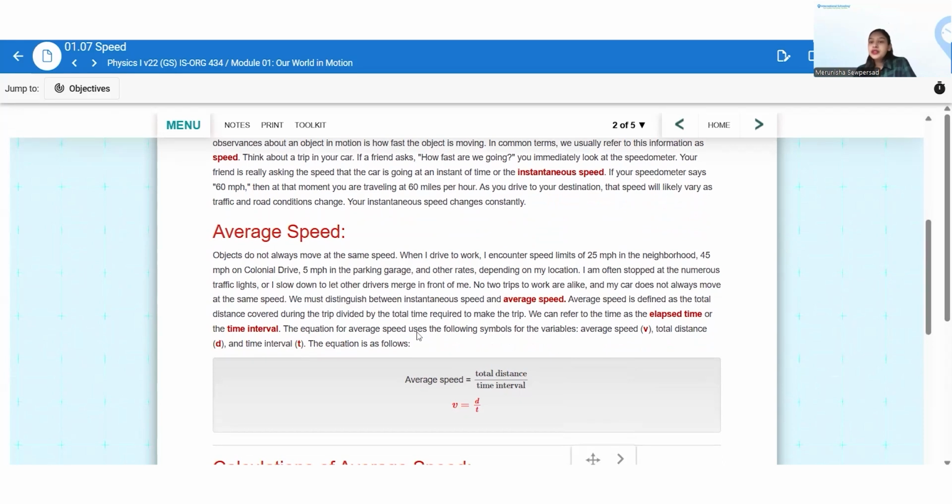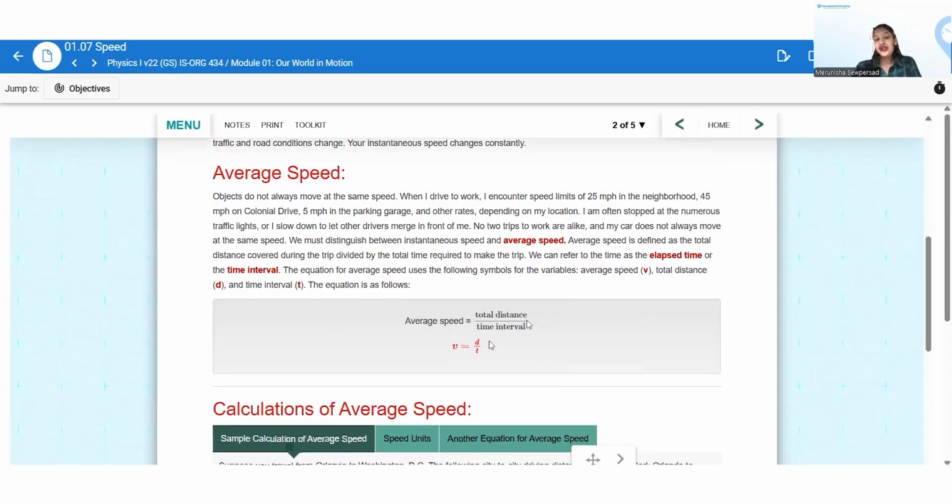So average speed is a combination of your final speed and your initial speed divided by 2. Average means to divide by how many factors we have. So, if you want to calculate speed, you take distance and divide it by time.